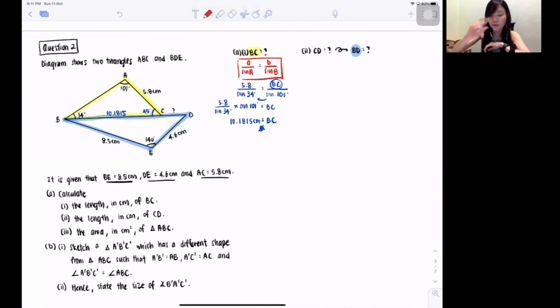Sine rule is about opposites. I want to find the blue one, this whole length. This one is opposite 140 degrees, one opposite. 4.6 cm is opposite the other, and 8.5 cm is opposite the other also. There is only one opposite pair. Can I use sine rule? No, sine rule doesn't work. Never mind, I realize cos rule works.